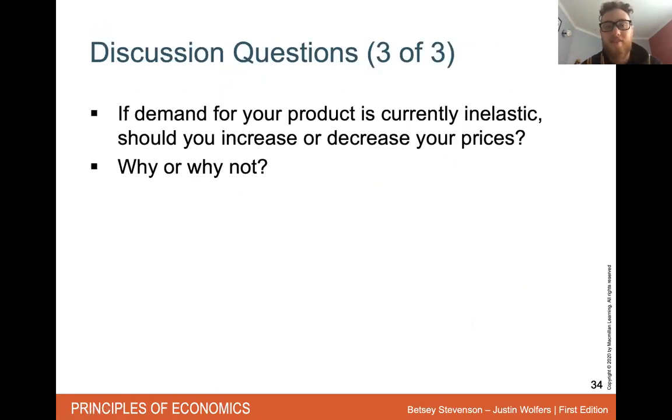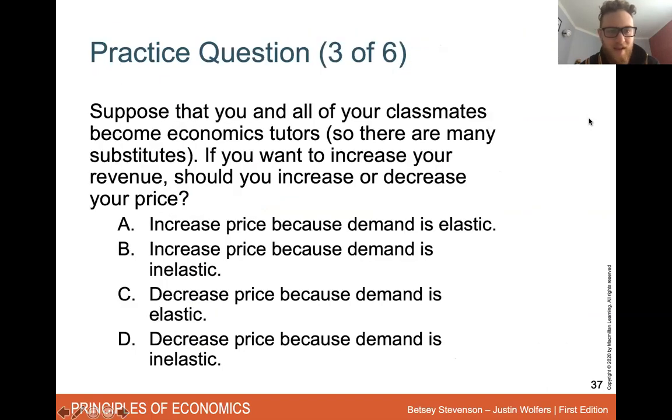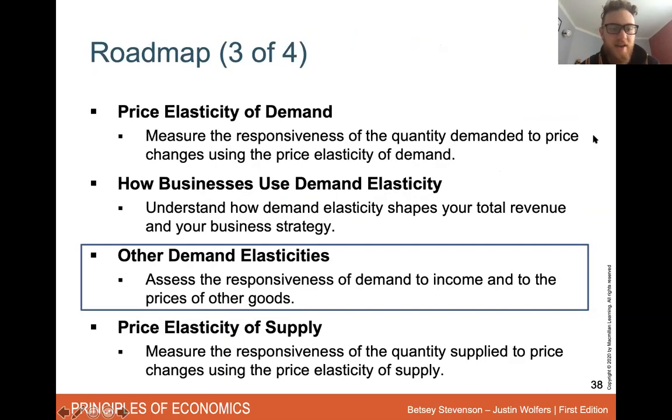If the demand for your product is currently inelastic, should you increase or decrease your prices? Why or why not? This is another discussion question. Using demand elasticity, an example. Another one we're going to be skipping. Another practice question. Other demand elasticities.